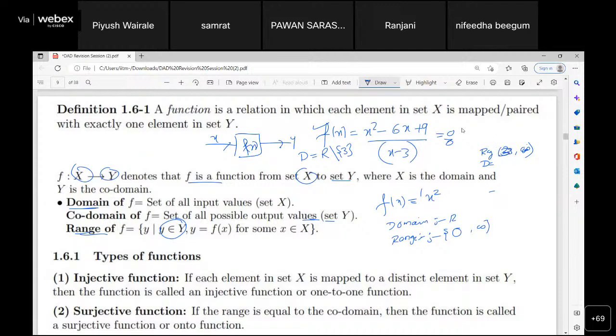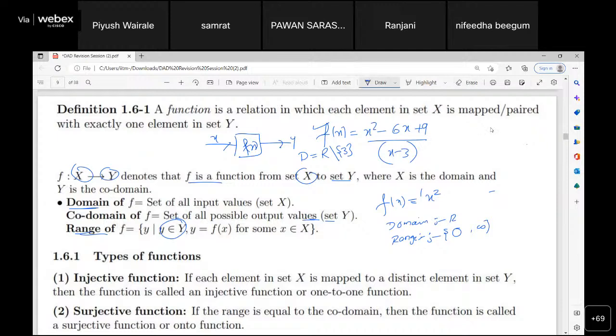How are we calculating range here? So you draw the parabola for x square minus 6x plus 9, and you see the lowest point. The vertex is at... Okay, sorry, I'm wrong.